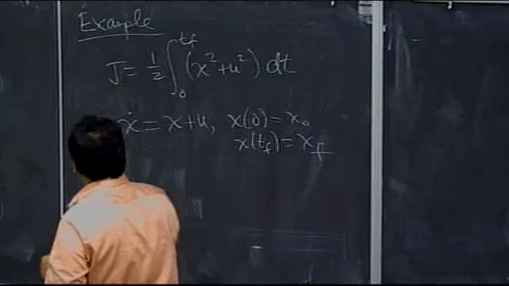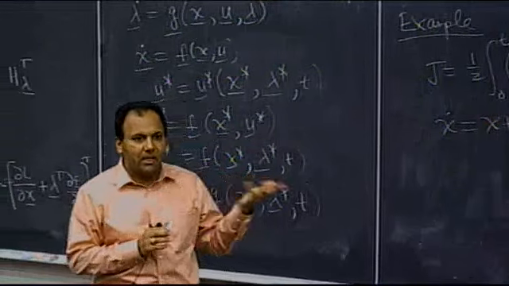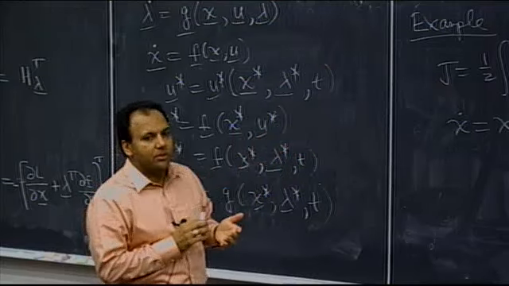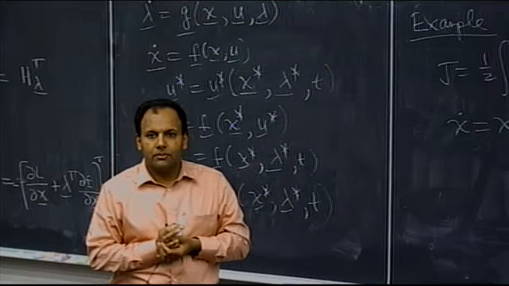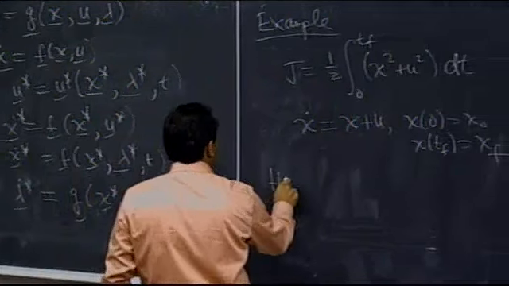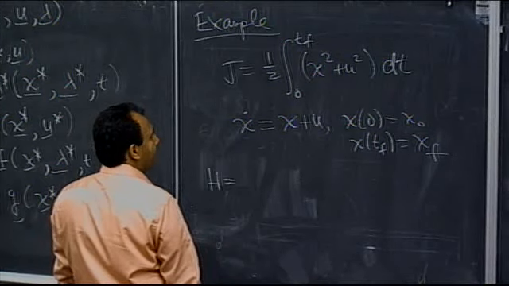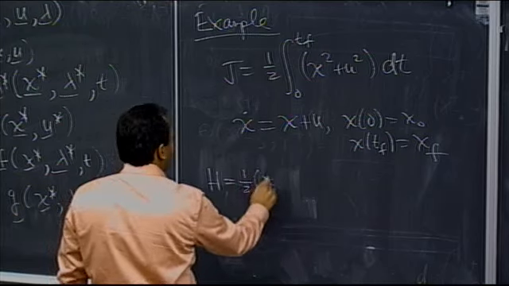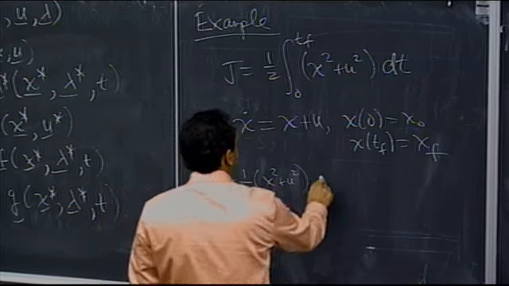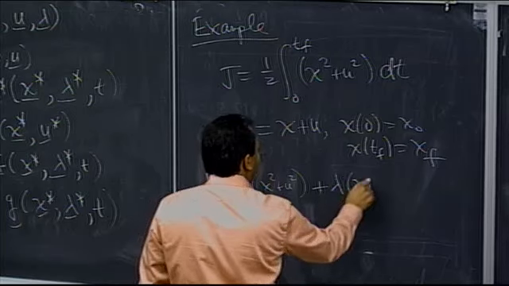Because I think it's important that all of you start to show me that you have some understanding of this material. So if I want to solve this problem, what is it that I need to do? Okay, so I need to write down the Hamiltonian. What's the Hamiltonian for this system? It's 1/2 (x squared plus u squared) plus what? Well, everything's a scalar here, so just lambda times (x plus u).